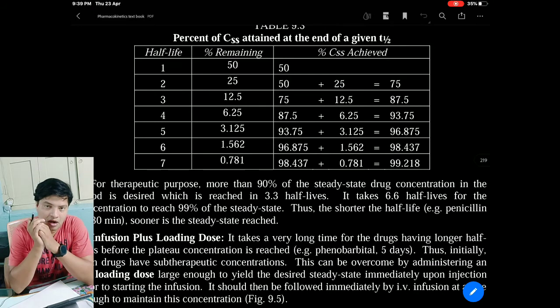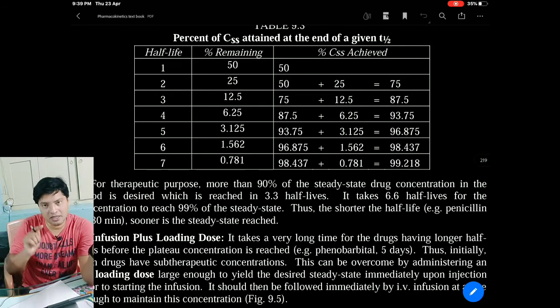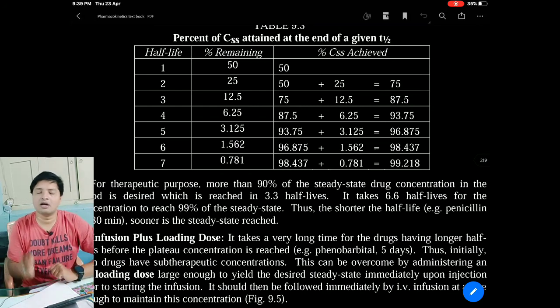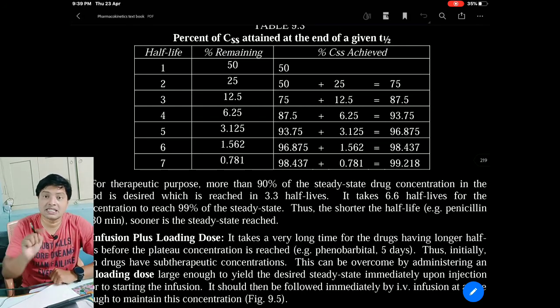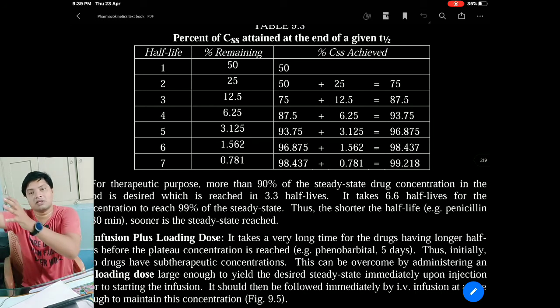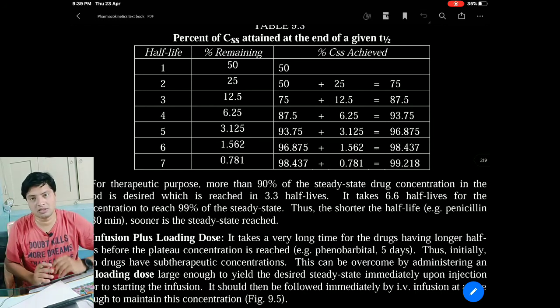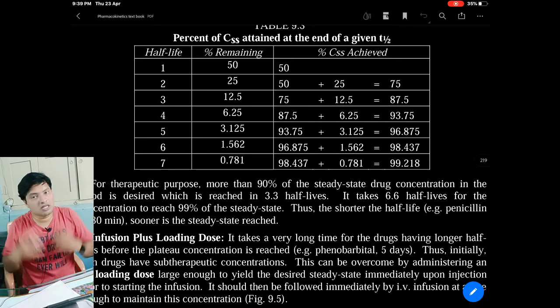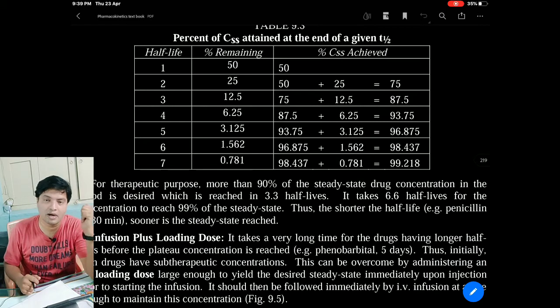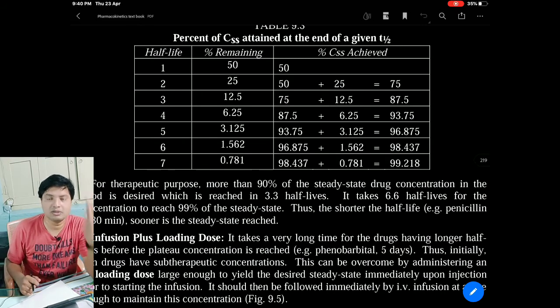Let's say your drug half-life is 3 hours, it will take 3.3 cycles. Let's say your drug half-life is 8 hours, then also it will take 3.3 cycles, means 3.3 into 8 hours. That many hours it will take to reach the steady state concentration to get the effect. Now just assume the drug half-life is 10 hours. Now what happens? I need to wait for 3.3 cycles, almost 33 hours, to get the therapeutic effect.